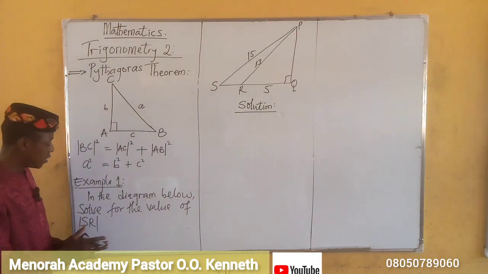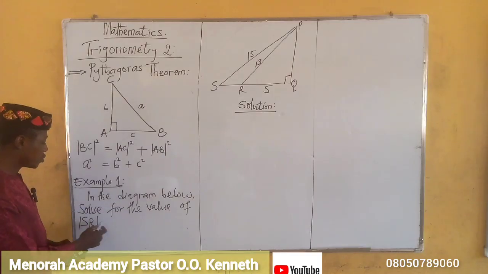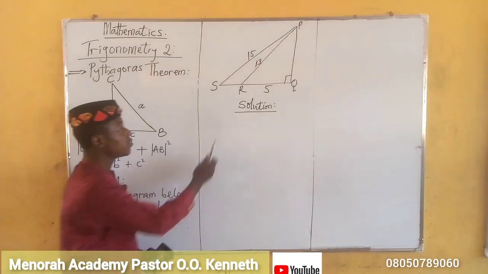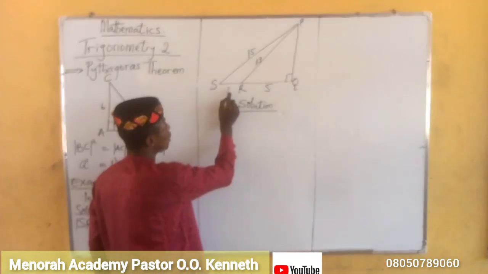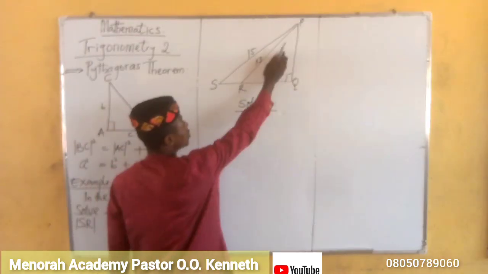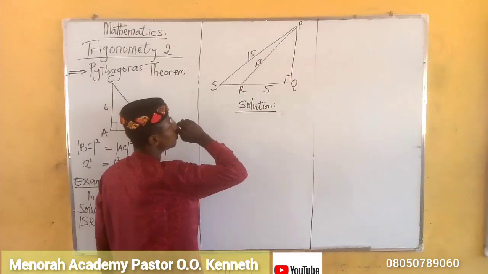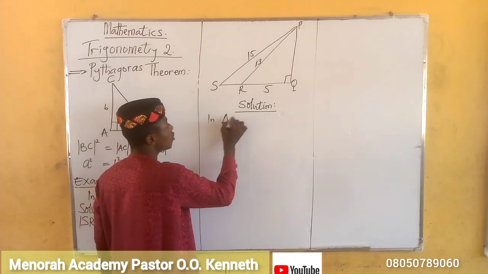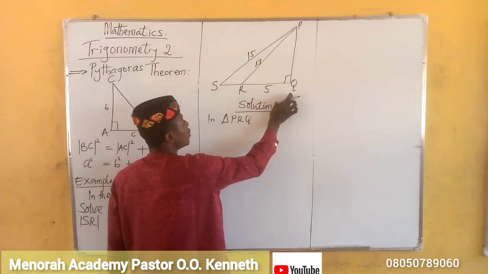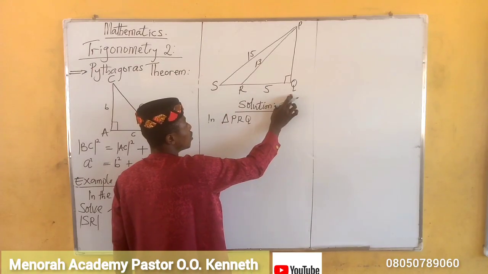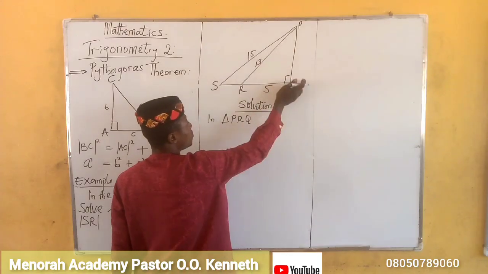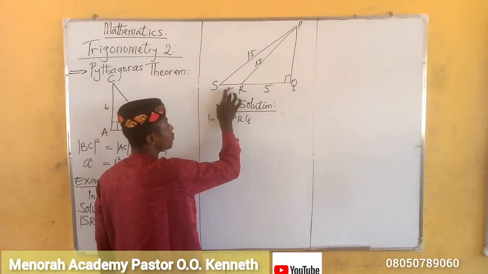How do you apply it? Now, in the diagram below, solve for the value of SR. So now this is the diagram, and we want to find this particular space, which is our SR. Before we solve this problem, you will agree with me that triangle PRQ is a right angle triangle. We can find our PQ first, so that we can be able to find SR.